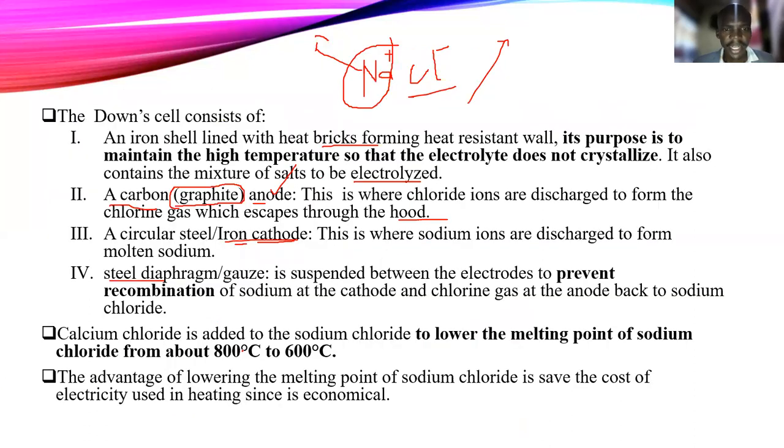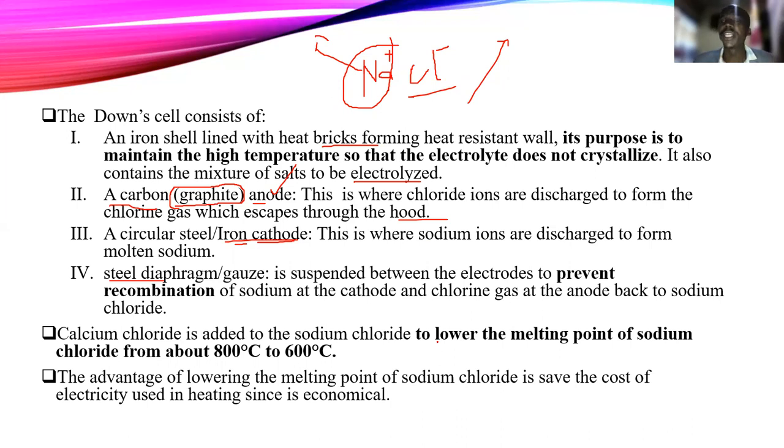So the calcium chloride is added to the sodium chloride to lower the melting point of sodium chloride. If you are told to give the reason why calcium chloride is added, you have to state that it is to lower the melting point of sodium chloride. Don't just say to lower the melting point. To lower the melting point of what? You have to state that it is to lower the melting point of sodium chloride from about 800 degrees Celsius to 600 degrees Celsius. And somebody can ask you, why is it necessary to lower the melting point of the sodium chloride?